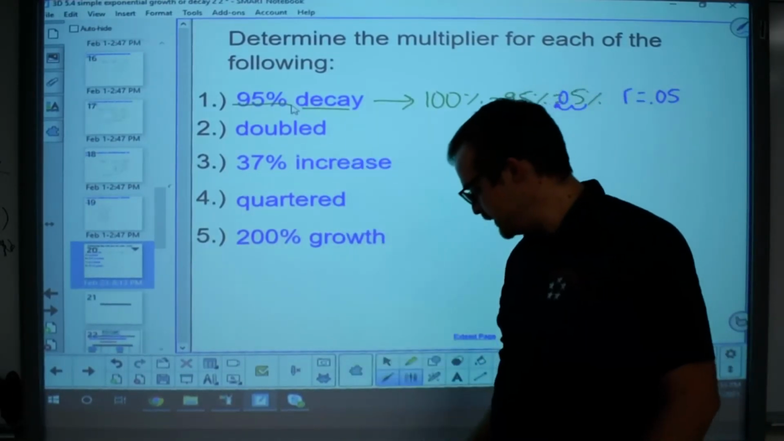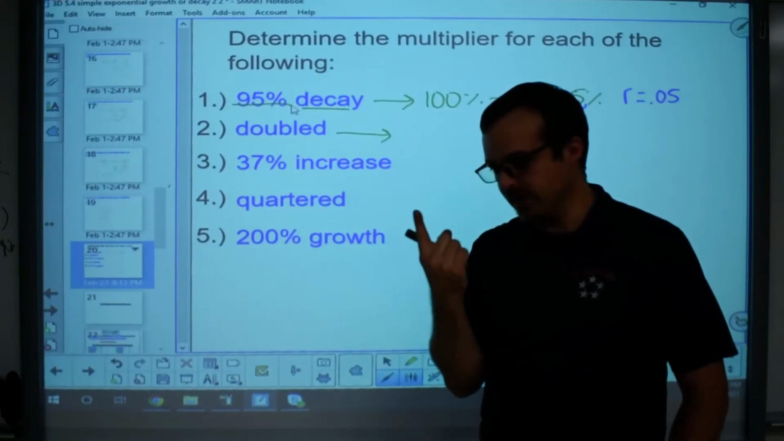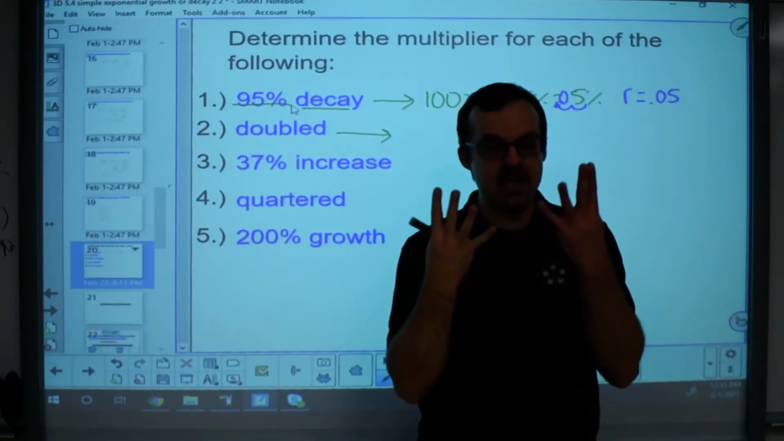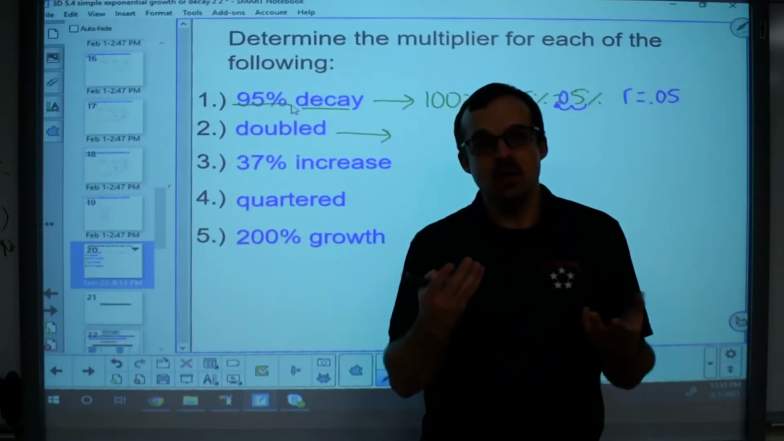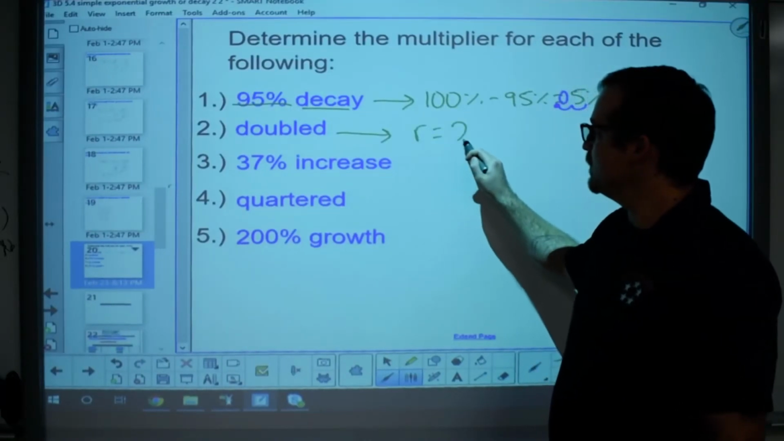Doubled. Doubled is not a percentage, so I just have to think, well, what happens if I double something every time? I have 1, and then it doubles to 2, then it doubles to 4, then it doubles to 8, then it doubles to 16, then 32. What am I multiplying by each time? I'm multiplying by 2, so my common ratio is 2.